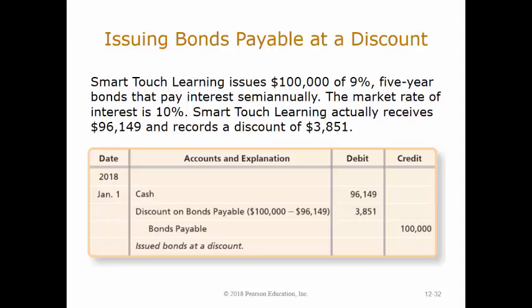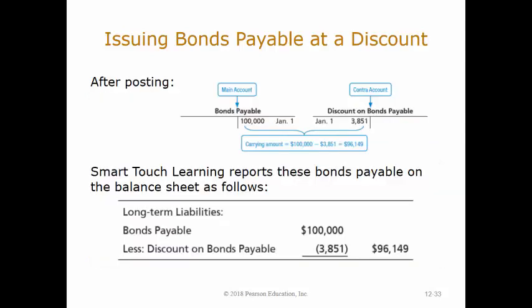Smart Touch Learning receives $96,149 at issuance and records a debit to cash for $96,149, a debit to discount on bonds payable of $3,851, and a credit to bonds payable of $100,000. After the entry posts, the T accounts have a credit balance for bonds payable of $100,000 and a debit balance for discount on bonds payable of $3,851. The net carrying value of $96,149 will be reported on the balance sheet.